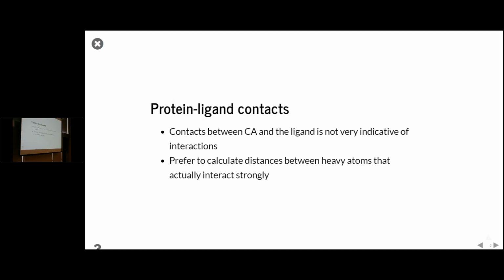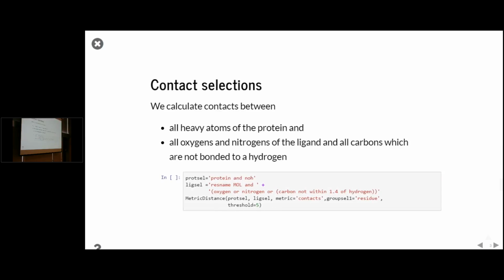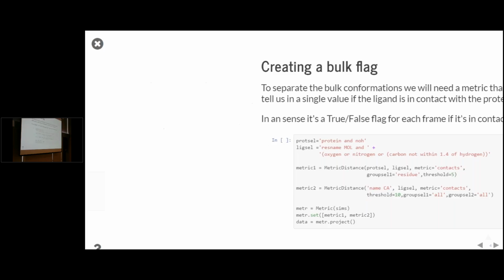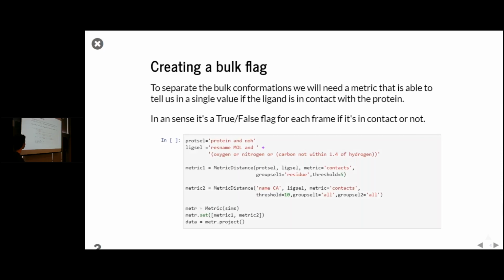So for protein ligand contacts, as I said, it's more interesting to do something like this. We define our protein selection, which is all of the heavy atoms of the protein, and our ligand selection, which is resname the name of the ligand, and oxygen or nitrogen or carbon not within 1.4 of hydrogen, which is this heuristic that we use for selecting interesting atoms on the ligand. Then you pass this to the metric distance, for example, the protein selection and the ligand selection. We ask for the contacts, considering the distances which are smaller than 5. We also group the selection 1, which is the protein selection, by residue, which I showed you before. So we calculate the shortest distance between each residue of the protein and any of the atoms of the ligand. We cannot execute this part yet. I will tell you again when we're going to start executing some of the code.